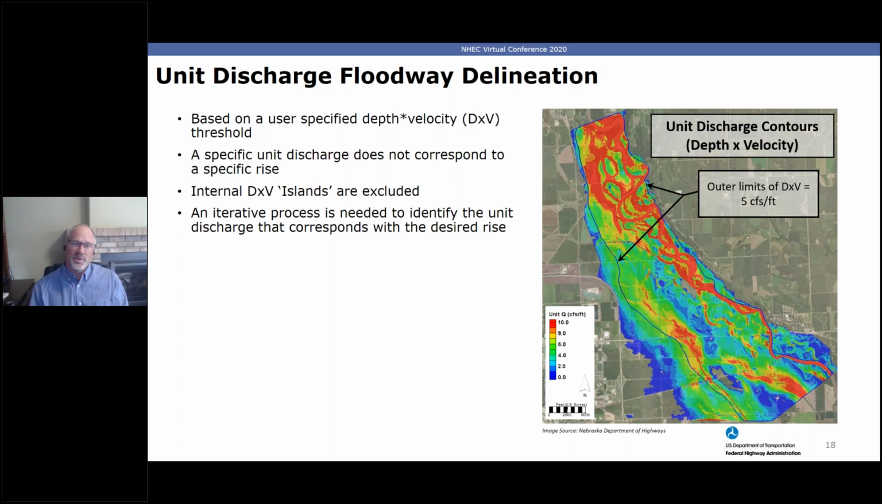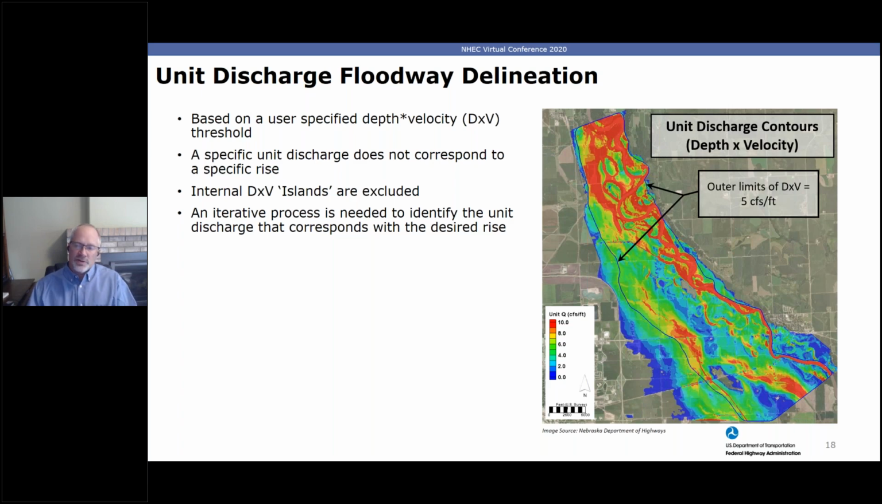So it's important to note that a specific unit discharge does not correspond to a specific rise. It will be different for each reach and for each river, especially if you're targeting a certain surcharge. I know that in some states and communities, they are interested in managing a risk-based corridor, so they may select a unit discharge of say 3 to 5 CFS per foot, use that as their floodway boundary, but then they just have to verify that the rise associated with that boundary does not exceed FEMA's allowable limits.